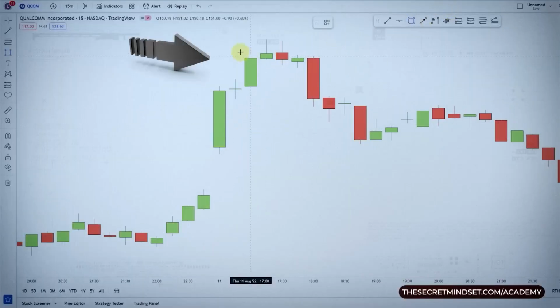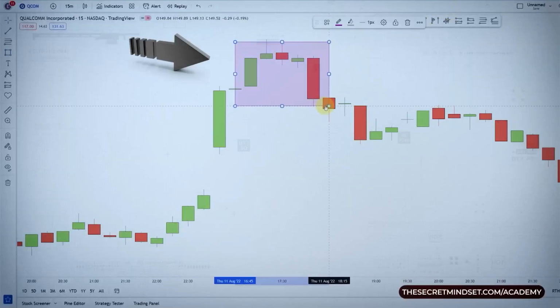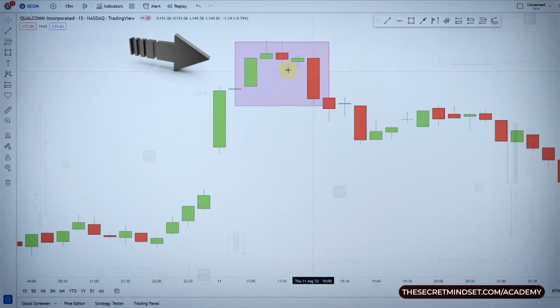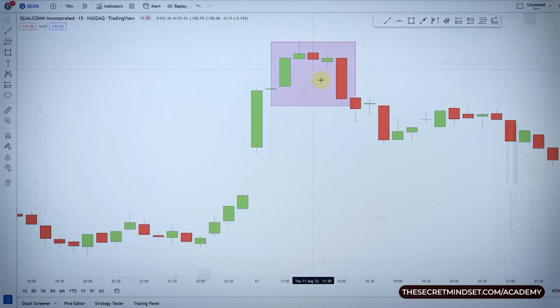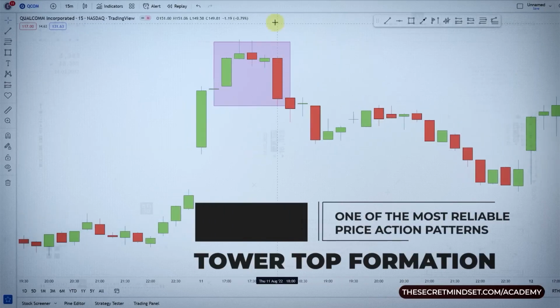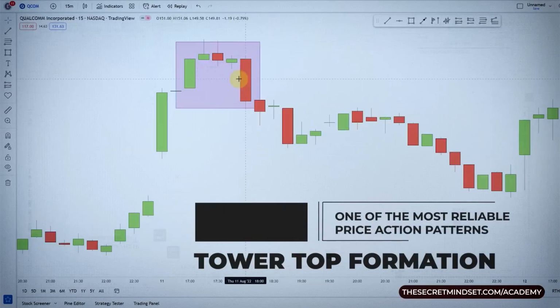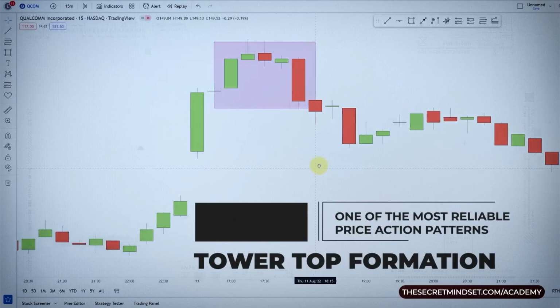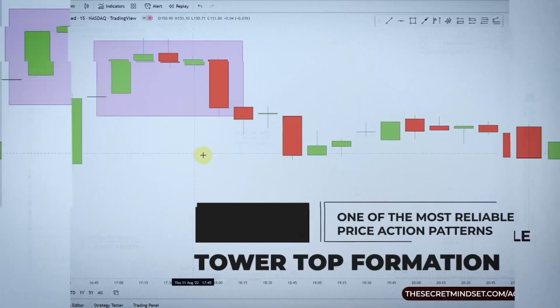Take a look at this chart right here. This price action sequence forms one of the most reliable candlestick patterns. This is called a tower top, and its bullish equivalent is a tower bottom. A cringe name, I know, but nonetheless, let me demonstrate just how powerful this pattern is.